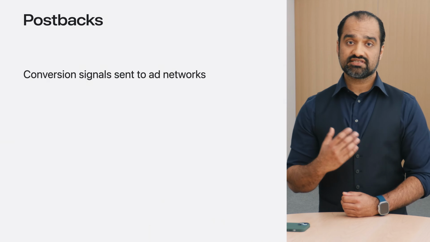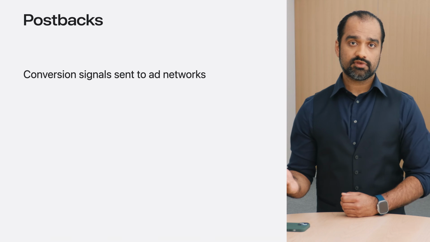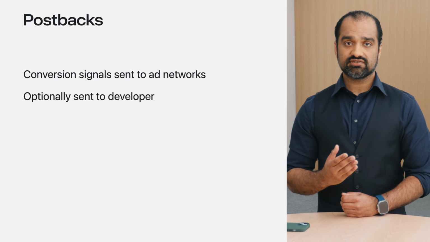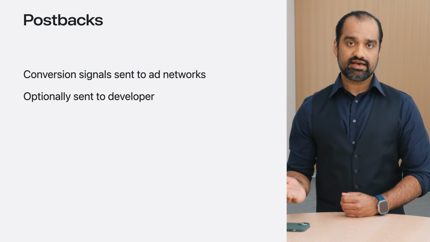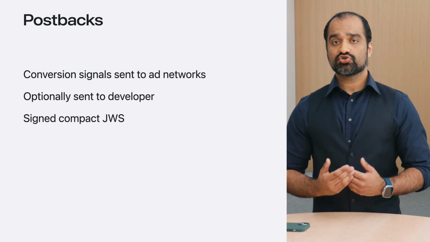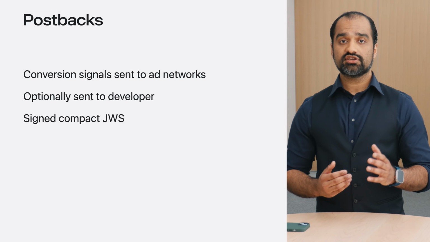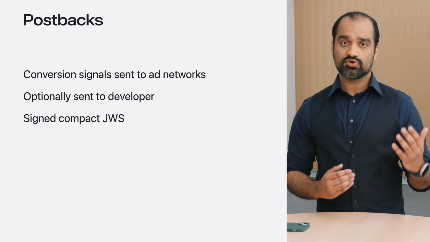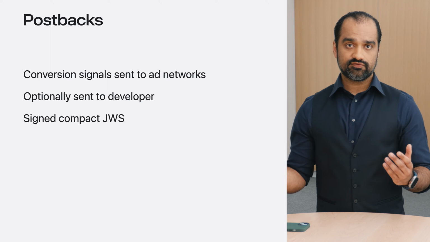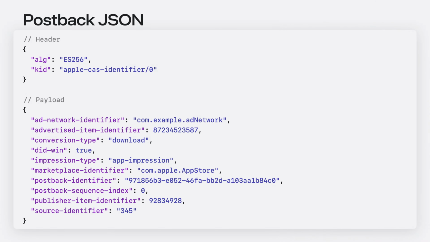Postbacks are the outputs of the attribution system. They are the conversion signals sent to the ad network. They are also optionally sent to the developer of the advertised app. Ad Attribution Kit sends postbacks as a combination of a signed compact JWS and a few unsigned fields. Here is the signed portion. Let's focus on a few important fields.